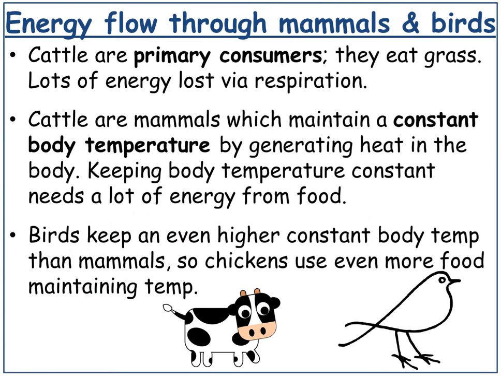Energy flow through mammals and birds. Cattle are primary consumers. They eat grass and lots of energy is lost via respiration. Cattle are mammals which maintain a constant body temperature by generating heat in the body. Keeping the body temperature constant needs a lot of energy from food. Birds keep an even higher constant body temperature than mammals, so chickens use even more food to maintain their temperature.